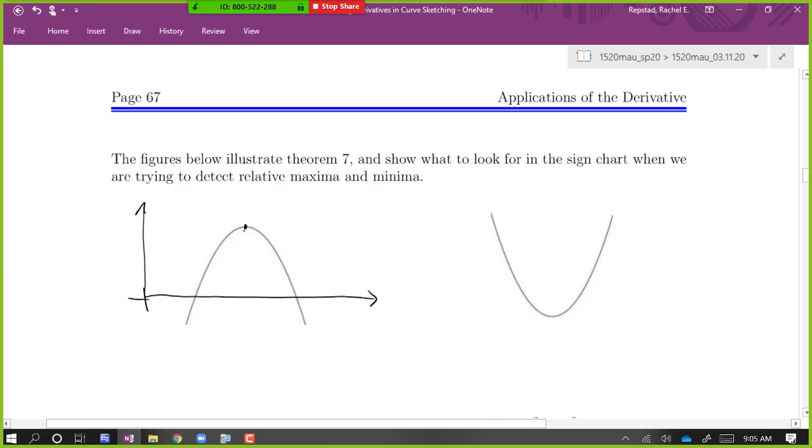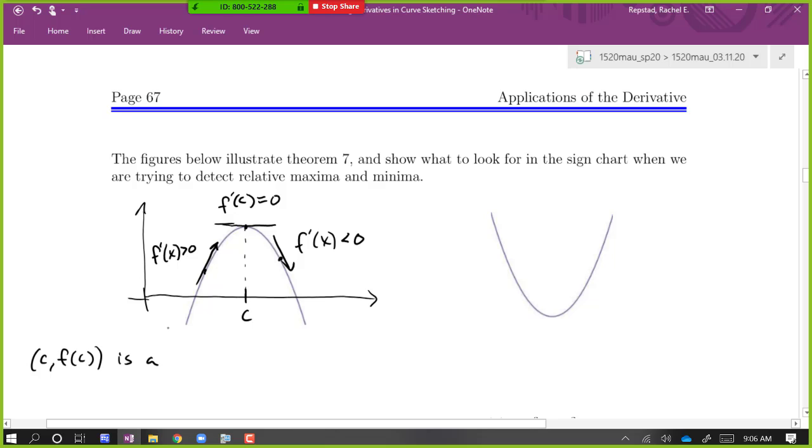So this is a maximum. Let's say this occurs at this critical value C. At this critical value, we know that the derivative f prime of C is equal to 0. To the left, f prime of x is greater than 0. It's positive. To the right, it's negative. So this point at C, f of C, at the top there, is a maximum when the derivative goes from positive to 0 to negative.